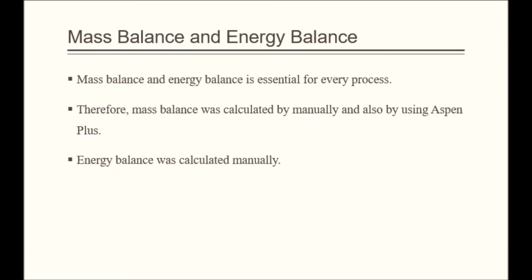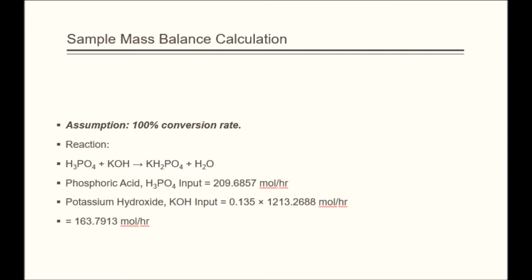Mass balance and energy balance are essential for every process. Therefore, mass balance was calculated manually and also by using Aspen Plus. Besides, energy balance was calculated manually. This is the sample mass balance calculation. First of all, we have the assumption that all reactions have 100% conversion rate. The sample shown below is the reaction between phosphoric acid and potassium hydroxide producing monopotassium phosphate and water.